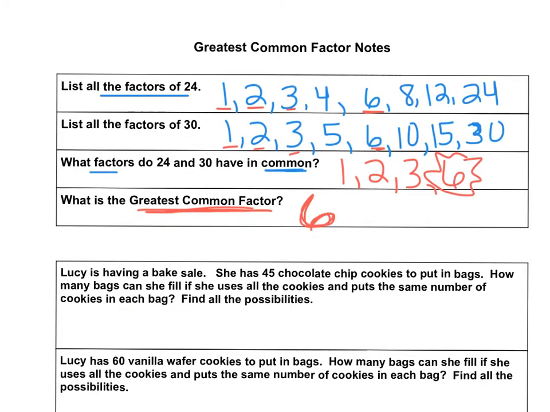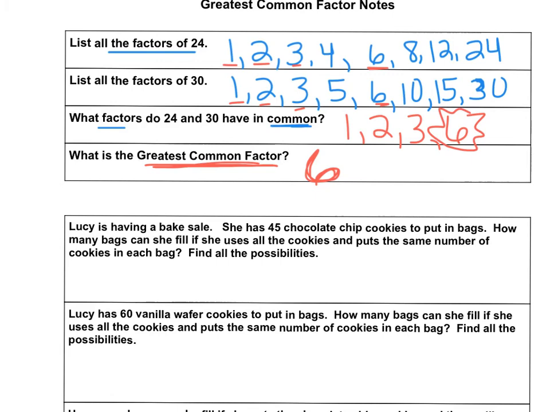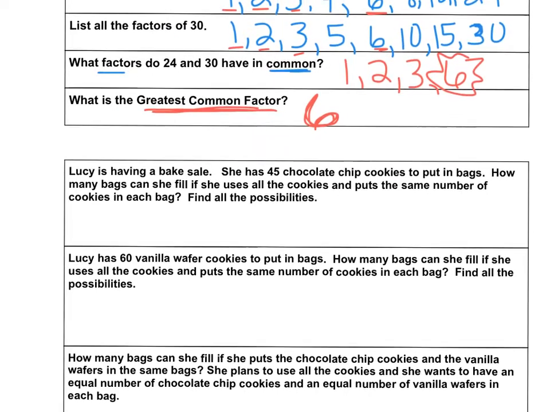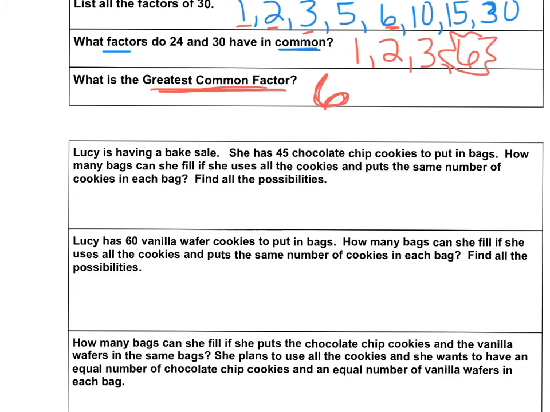Now, I want to go down here and put some meaning to this. Why would we ever need to use greatest common factor? So here we go. Lucy's having a bake sale. She has 45 chocolate chip cookies to put in bags. How many bags can she fill if she uses all the cookies and puts the same number of cookies in each bag? Find all the possibilities.